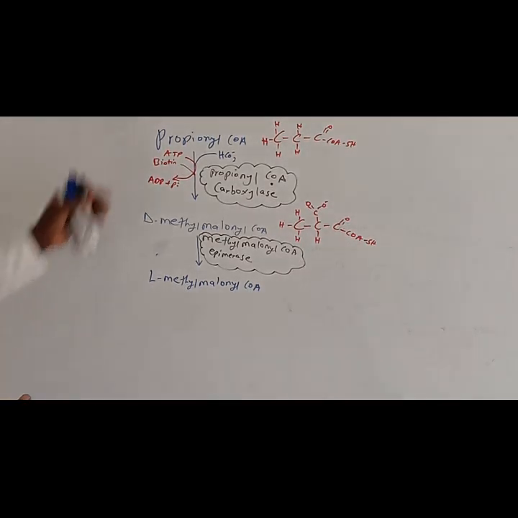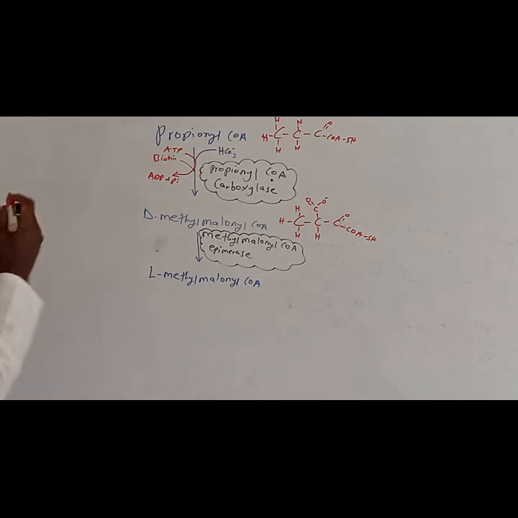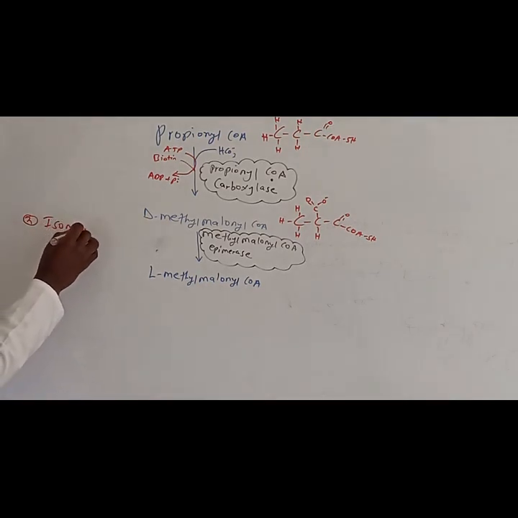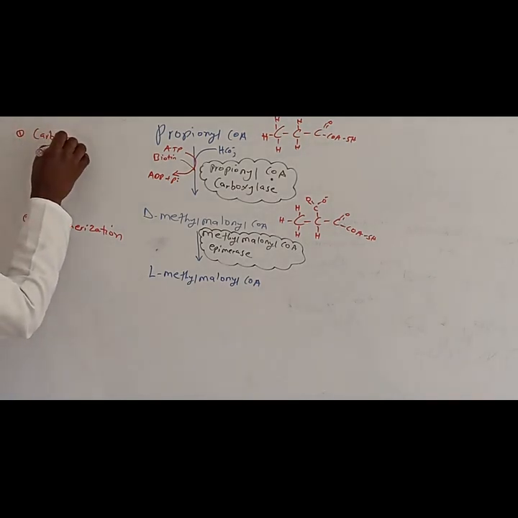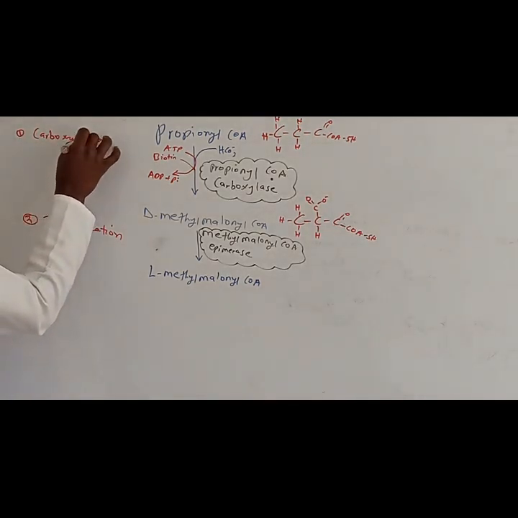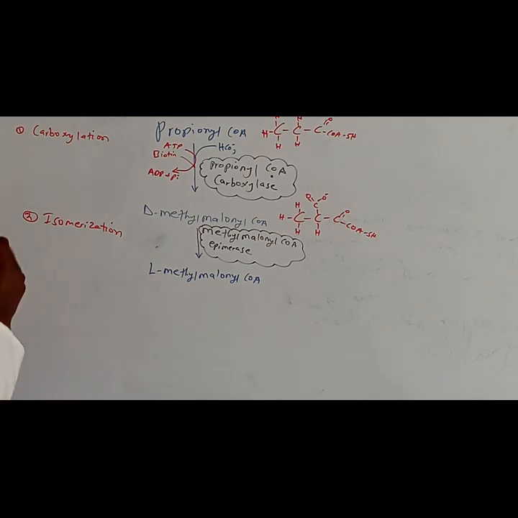Now, I told you that this process from the propionyl-CoA is going to occur in stages. For example, this first stage is going to be called carboxylation. Then you're going to have isomerization as the second step. Alright. Now let us move down. Moving down, we're going to talk about the rearrangement.